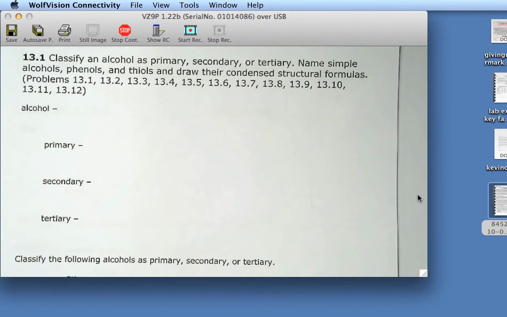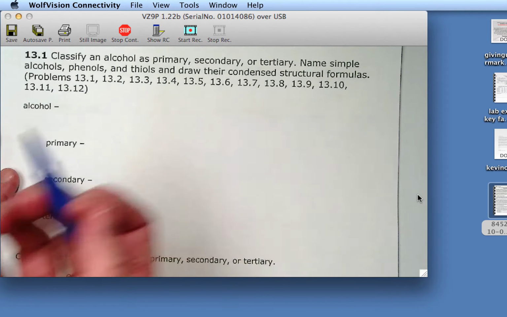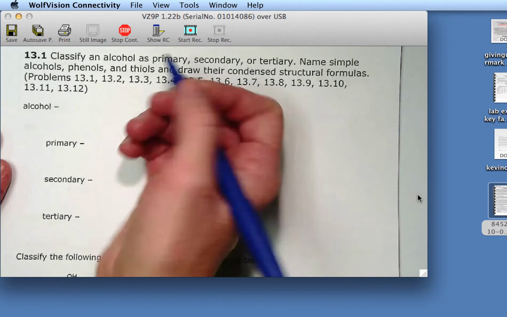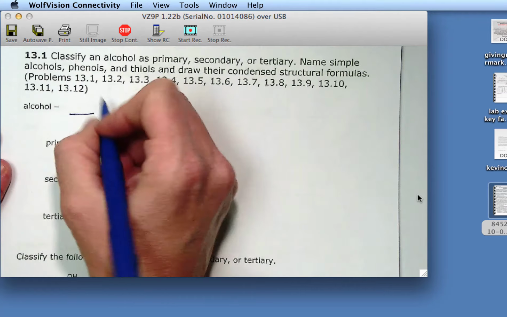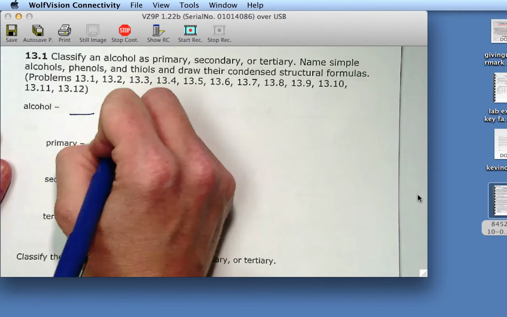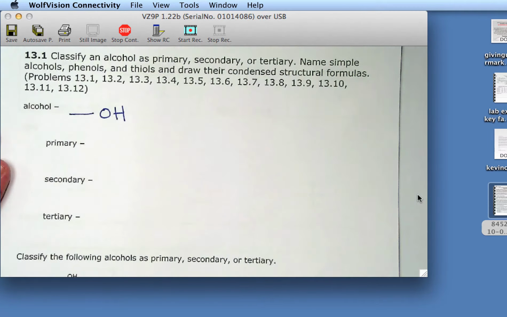Okay, so now we're going to be spending more time on learning how to name each one of these functional groups, in addition to other things. So, alcohol, what's the functional group in an alcohol? OH, yes. So that is the functional group in an alcohol.